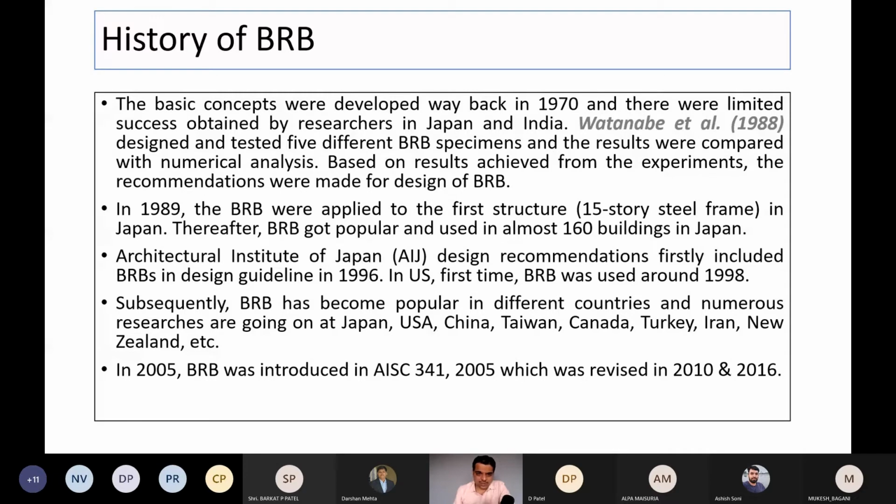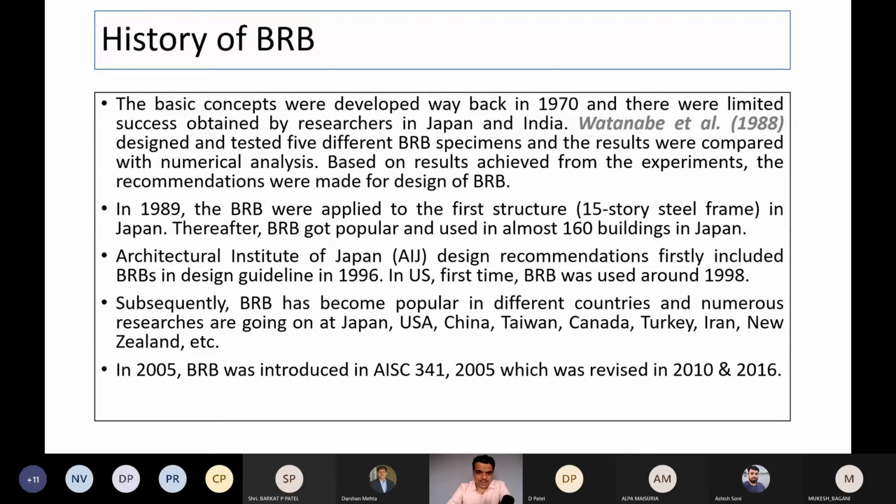If we talk about inclusion in the codal provisions, then the Architectural Institute of Japan, AIJ, first included BRBs in their design guideline in 1996. In the US, it was first introduced around 1998, as per my understanding. Thereafter, BRB has become popular in many countries, and numerous researches are going on in Japan, USA, China, Taiwan, Canada, Iran, New Zealand, etc. And in 2005, BRB was introduced in AISC 341-2005, which was again revised in 2010 and 2016.